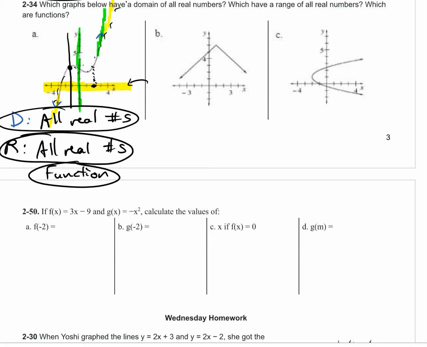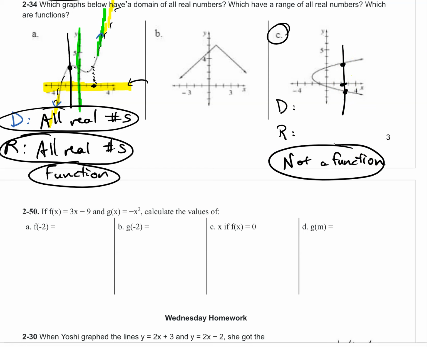Alright, now let's look at C. Domain, range, function or not. Well, this one, right away you can tell it doesn't pass the vertical line test. So it's not a function because there are inputs, like this one, this input has 2 different outputs.